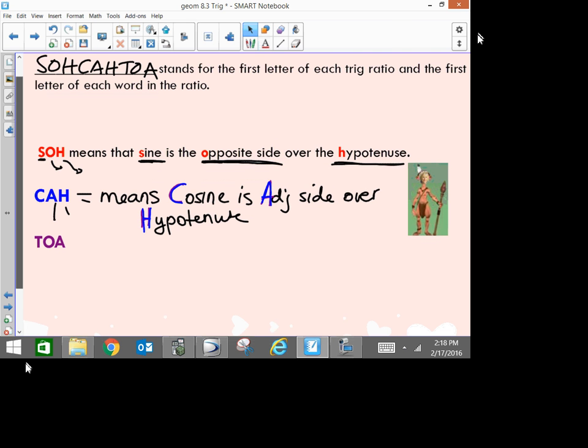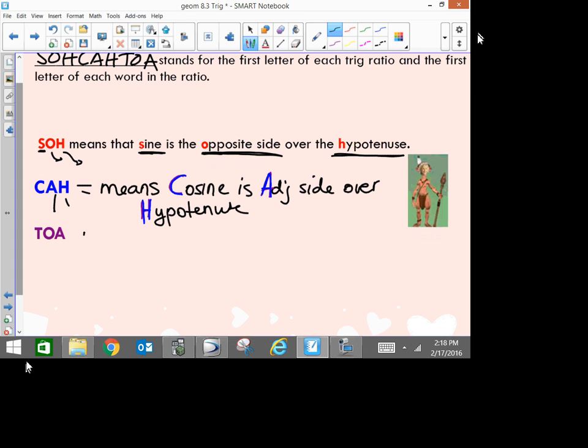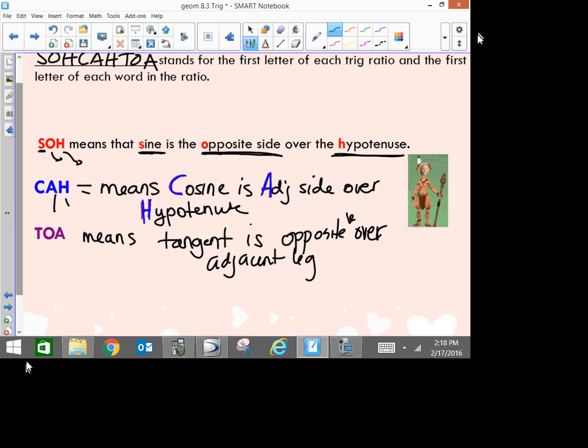Okay. So TOA, what do you think that stands for? Tangent is opposite over adjacent. All right. Yes, and that's assumed we have legs here. Opposite leg, adjacent. All right, so I need to use purple now, right? O-A-T-O-A. Okay, so you gotta know it, you gotta know how to spell it.